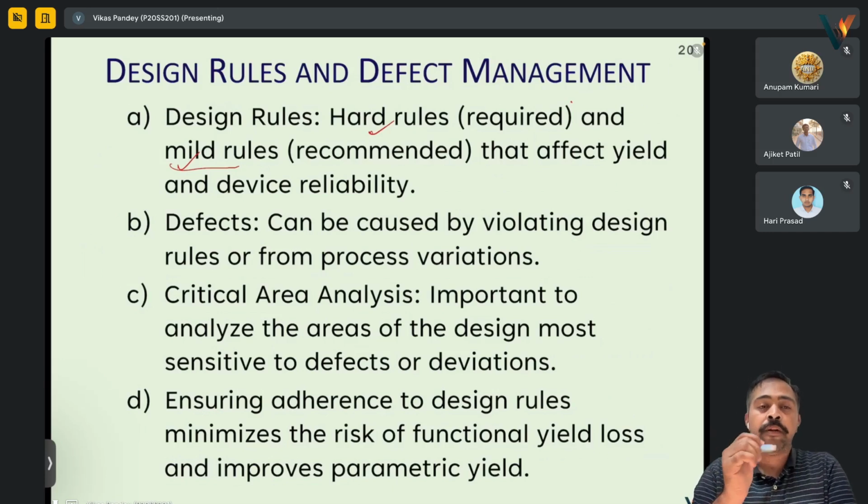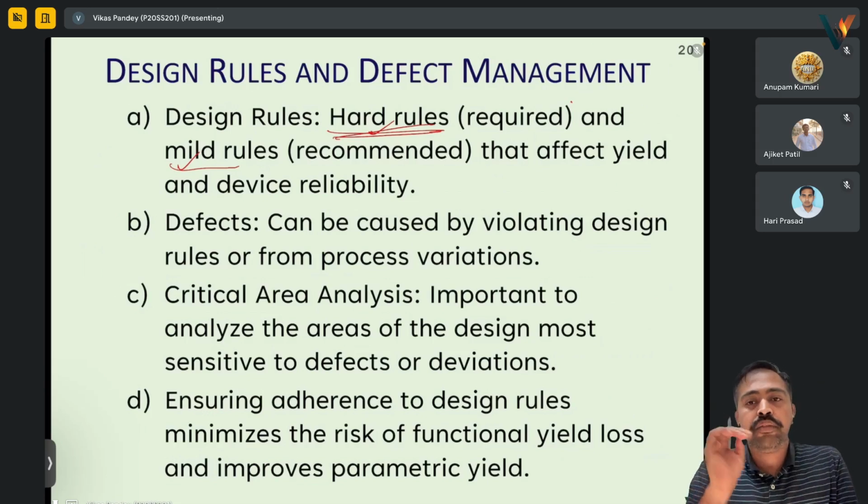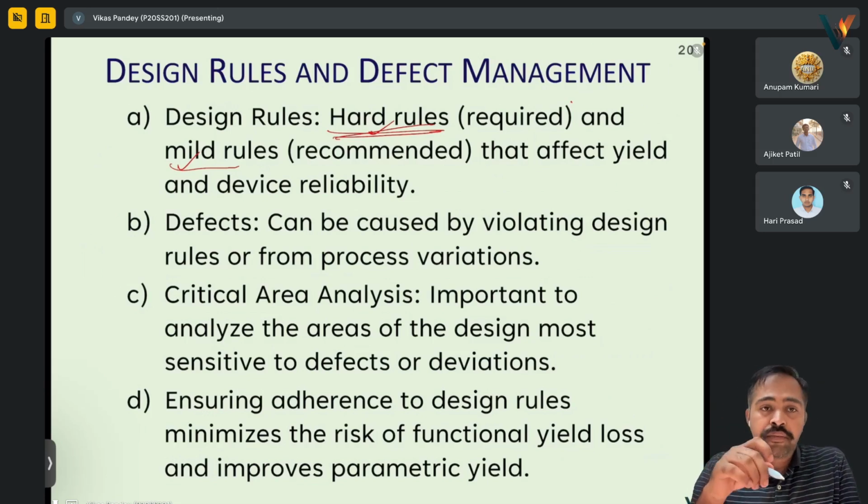So when we are designing the whole process or the device, designing is for both. Some people design the device, some people design the process. What will be the process followed? So they will specify the hard rules that these things have to be followed. They must be followed properly. There will be some mild rules which are recommended in nature, but not compulsory.